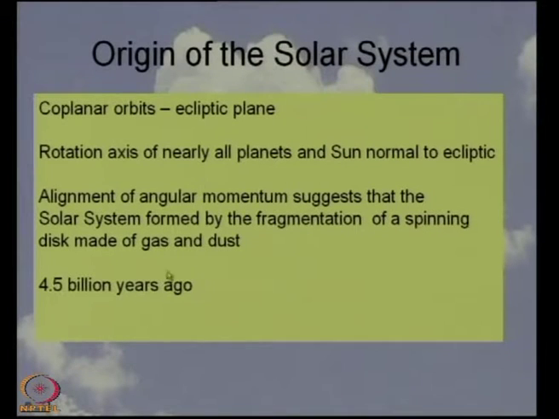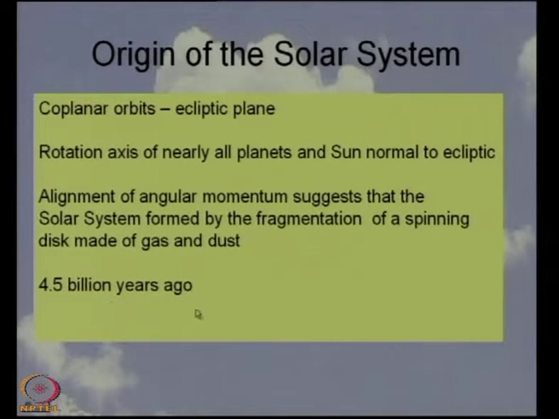This alignment of the angular momentum vectors suggests that the solar system was formed by the fragmentation of a spinning disk made up of gas and dust. So, there was a disk which is spinning, the whole disk is rotating, made up of gas and dust. If that fragments, then you can get these stars, planets, everything with the same angular momentum vector. The angular momentum of the original disk will be conserved and it will be there in these objects also. And the age of the solar system is estimated to be around 4.5 billion years. So, the whole thing took place around 4.5 billion years ago.